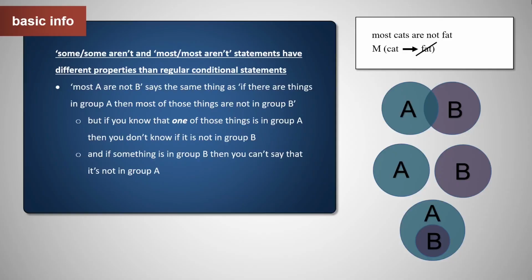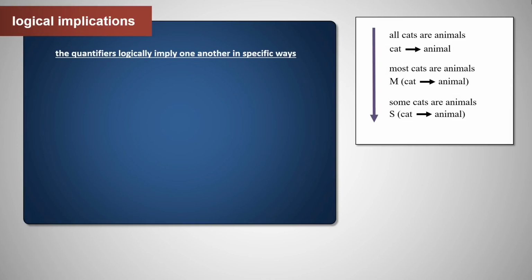Okay, so that's that in terms of the basic information. Now, in terms of the logical implications of these statements. So we've got the statements over here on the right. All cats are animals, most cats are animals, some cats are animals. Those are all the same statement, except that they are differentiated with respect to what syllogistic quantifier they use. So the top one is all, so it's a regular conditional, and then we got most, and then we got some. As I wrote here, the quantifiers actually logically imply one another in specific ways.